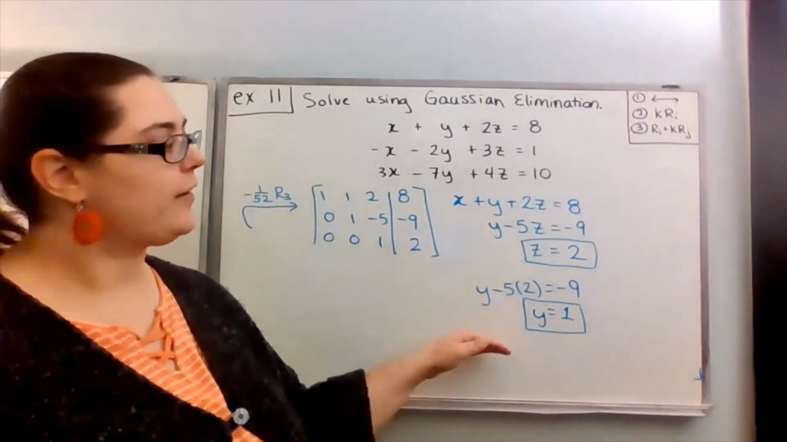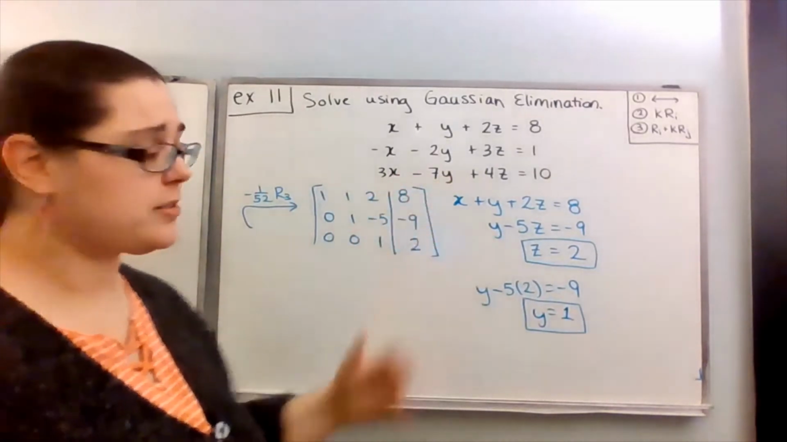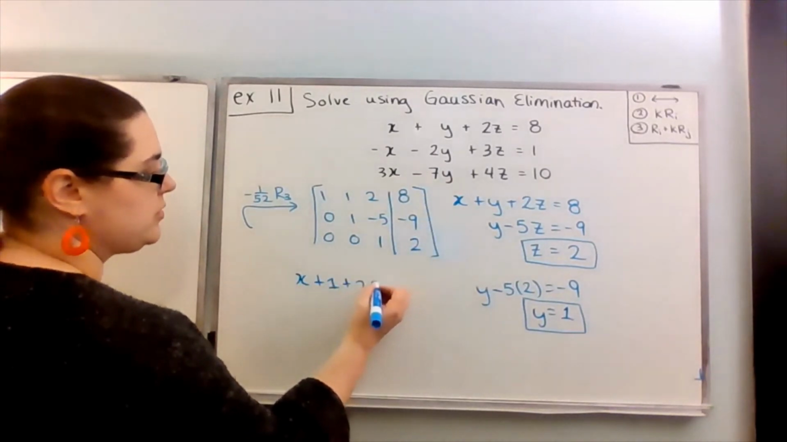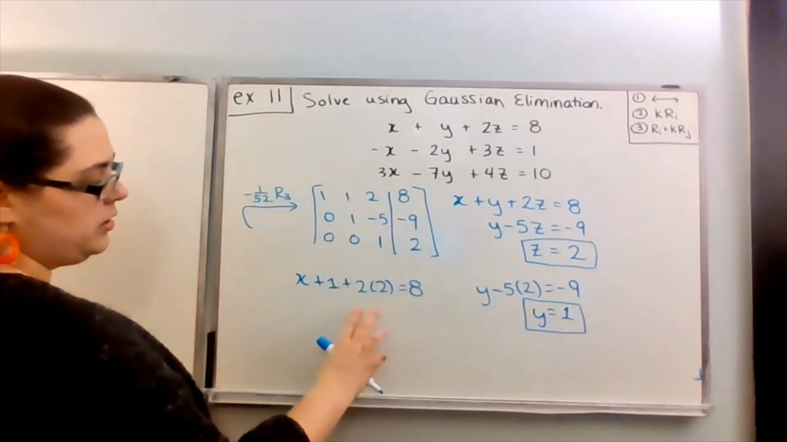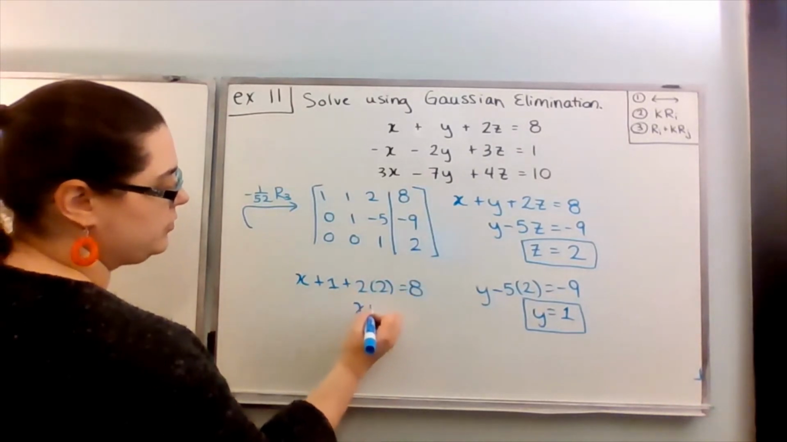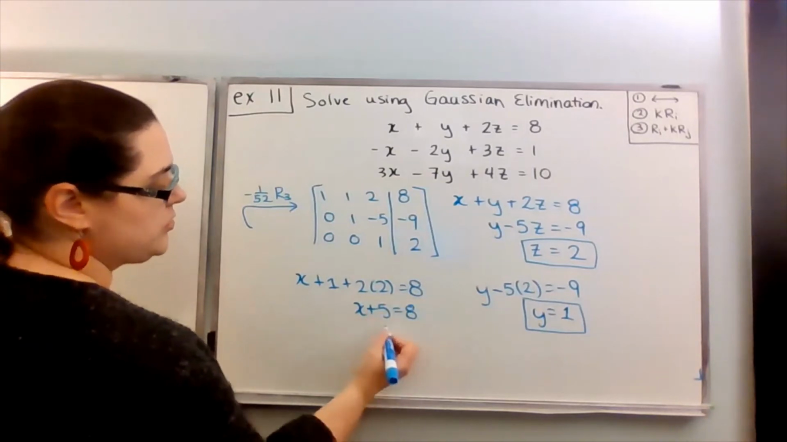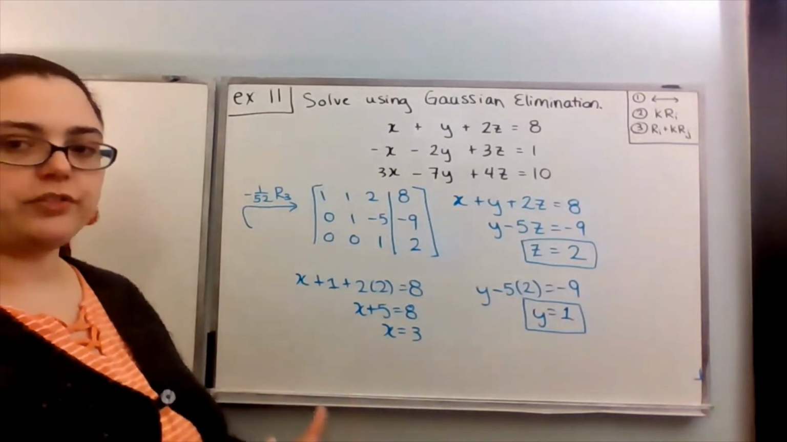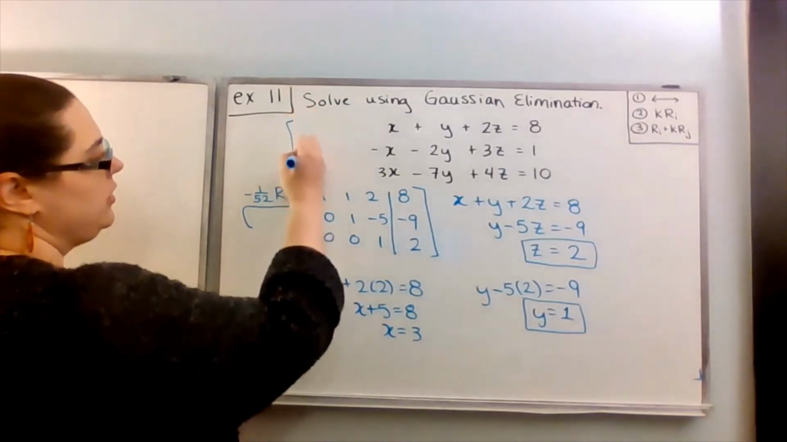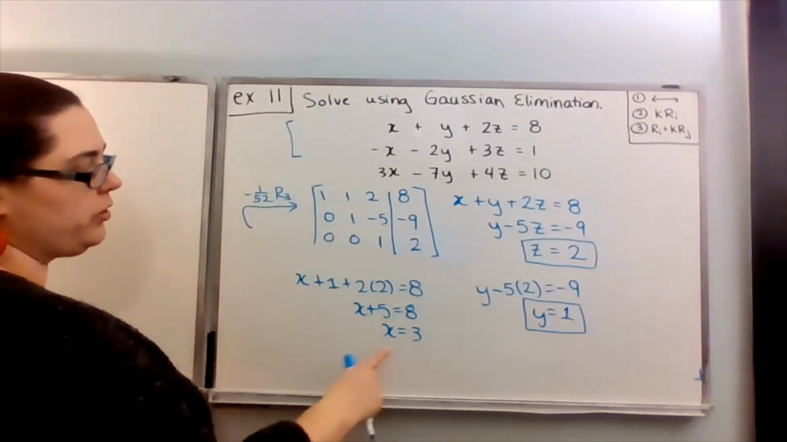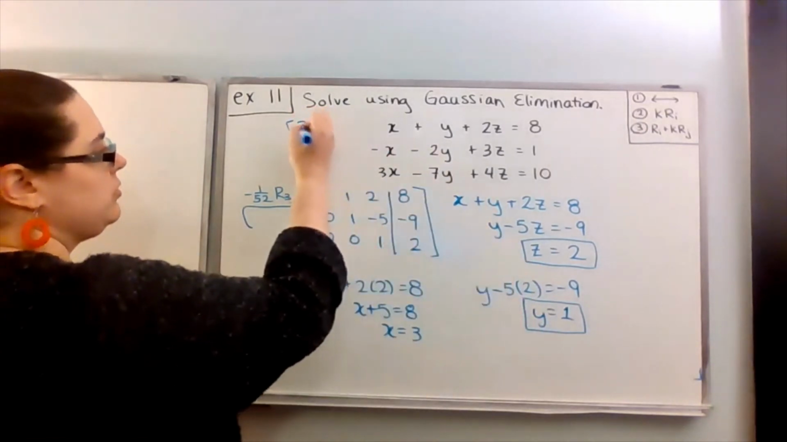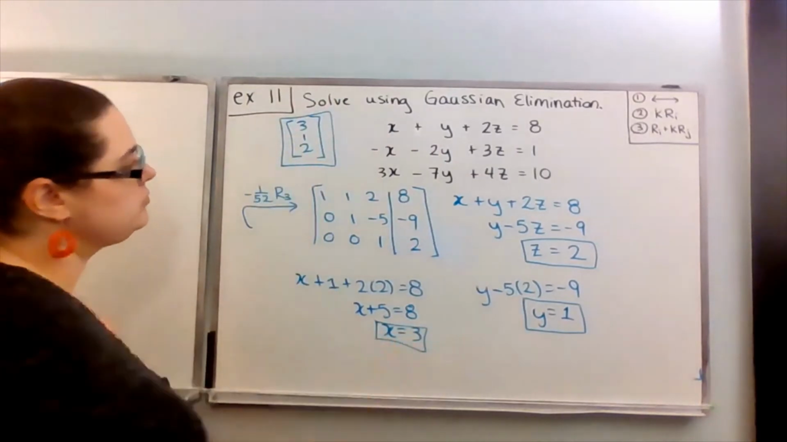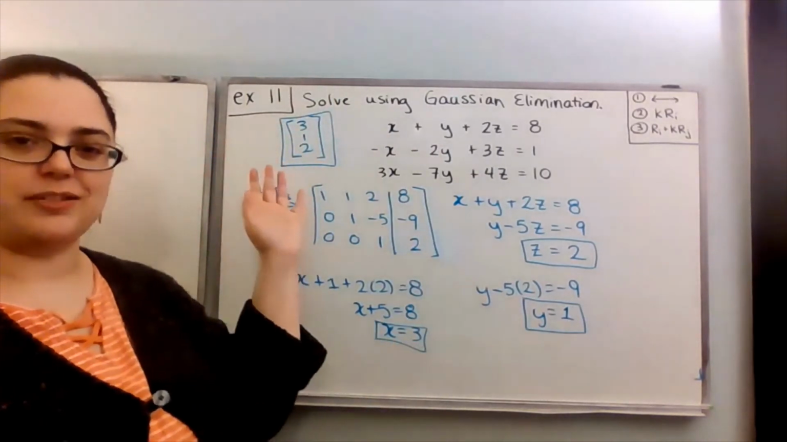Now that I have z and y, I can substitute those into the first equation to get x. So x plus 1 plus 2 times 2 is 8. See, that's going to give me 4 and 1 makes 5. So x is going to equal 3. Therefore, for my final solution, I can write my matrix, make sure I'm going in order. So we have 3, 1, 2. So that'll be my final solution to the system.